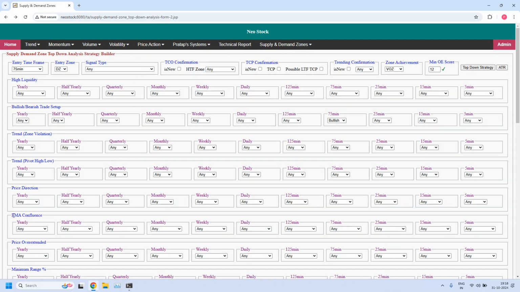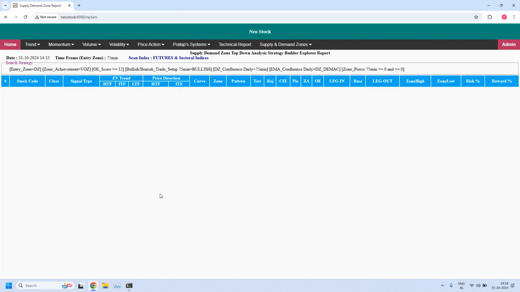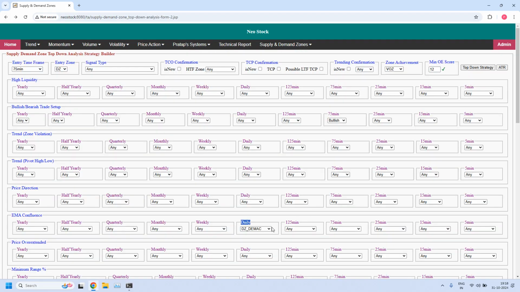Let's verify in the EMA confluence daily time frame, because the 75 minutes entry zone is a part of the daily zone. And if the daily demand zone is having daily EMA confluence, it is even more high probability setup. Let's verify. So none of the stocks are having EMA confluence. No problem. Next, let us look for LTF, ITF, HTF confluence. I have to remove this EMA filter.